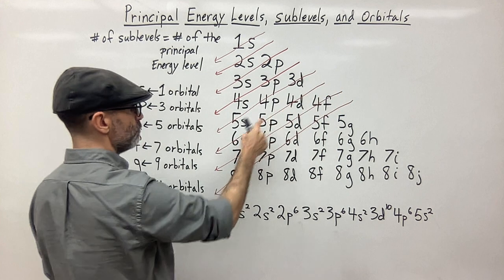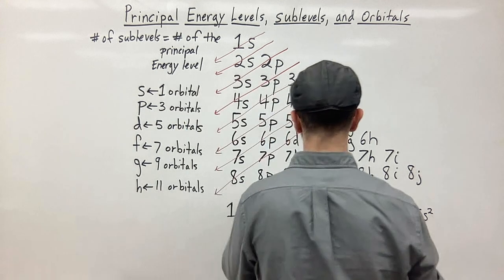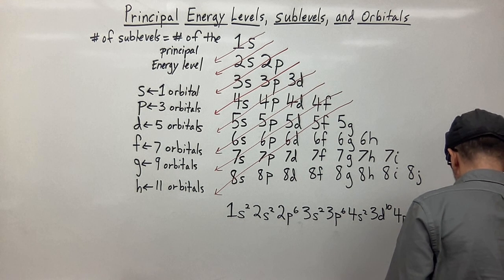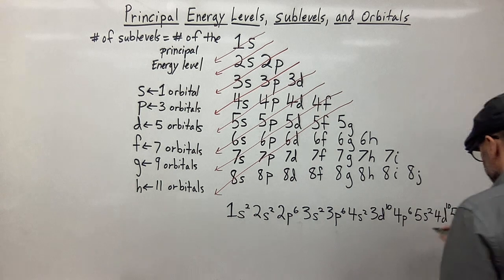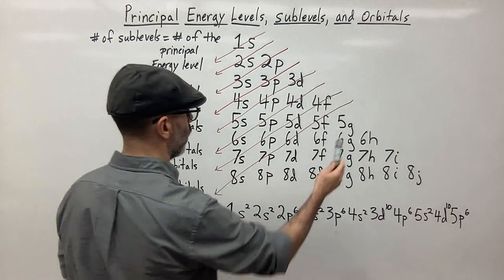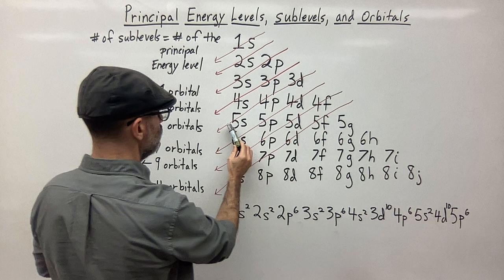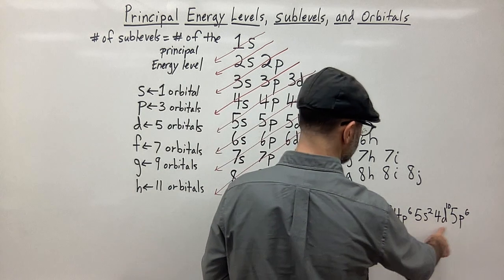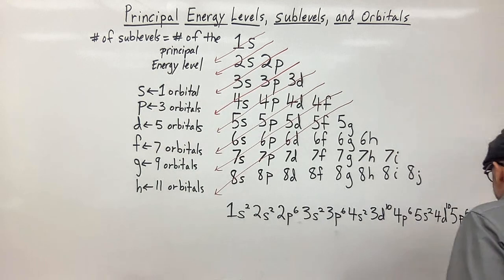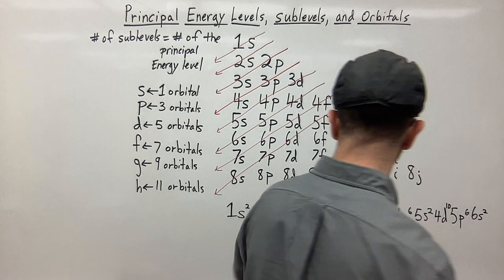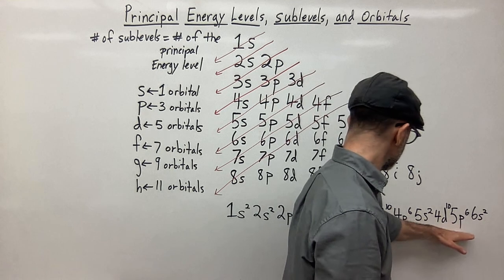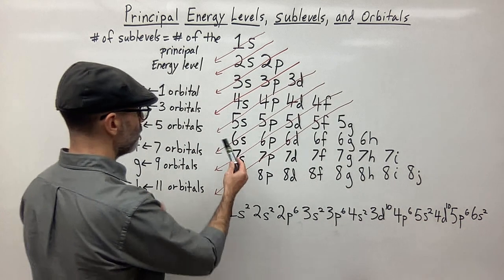Now it's 4d, 5p, 6s. So 4d10, 5p6, followed by 6s2. So 4s2, 3d10, 4p6, 5s2, 4d10, 5p6, 6s2. Now I'm at this one.